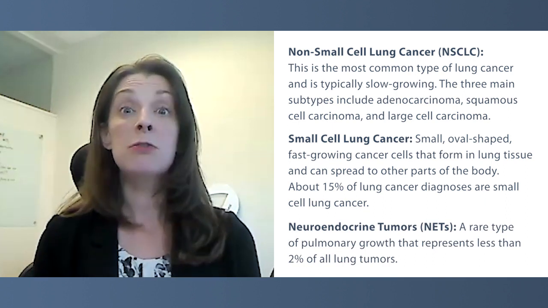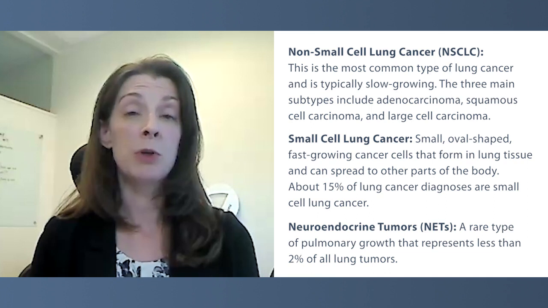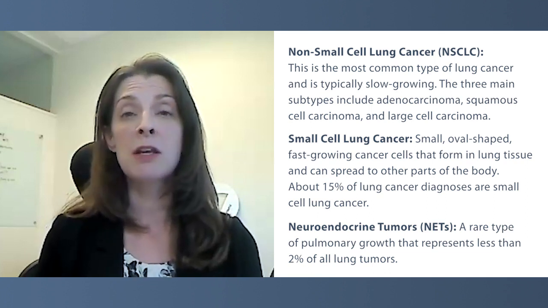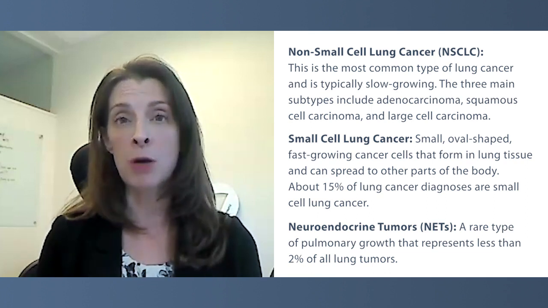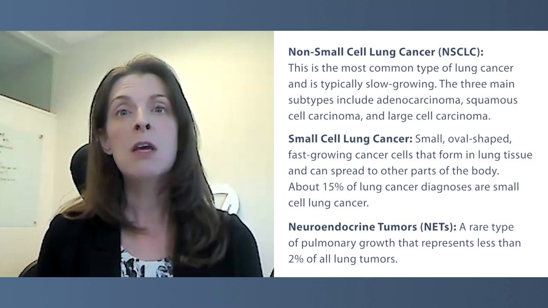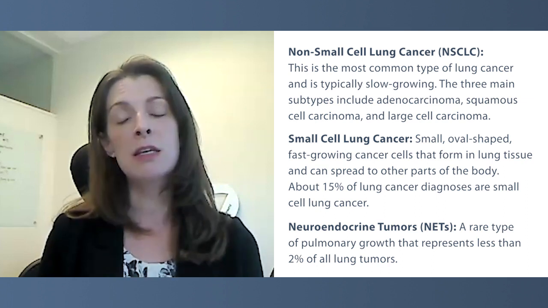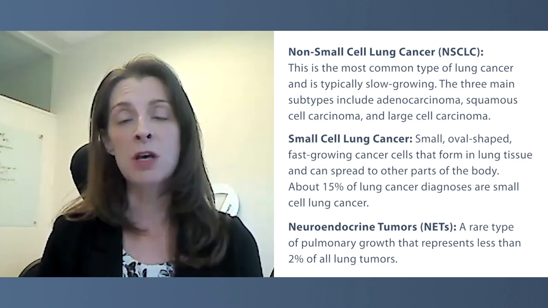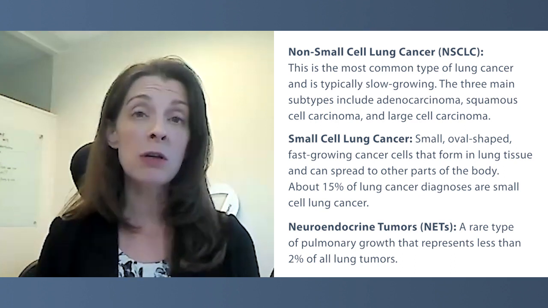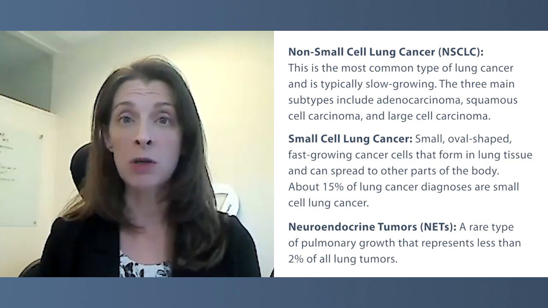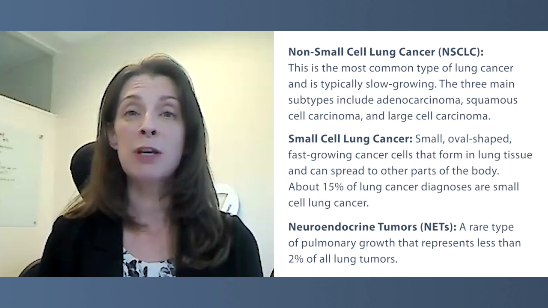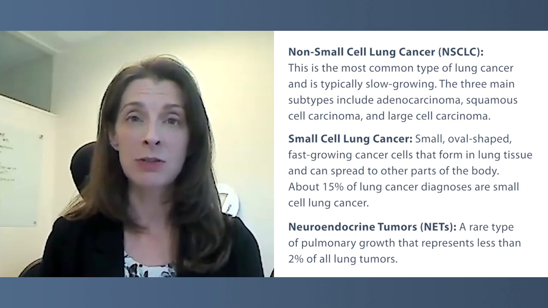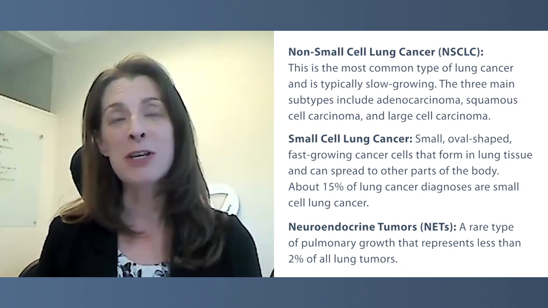Oftentimes, we're able to differentiate these types of tumors, these types of lung cancers, based on how different markers show up. And these are called stains. And these stains can differentiate non-small cell between adenocarcinoma versus squamous cell carcinoma. And then they can also help differentiate small cell lung cancer. And then, of course, they can also help to identify if this is a neuroendocrine tumor. Today, we're going to focus on non-small cell lung cancer.